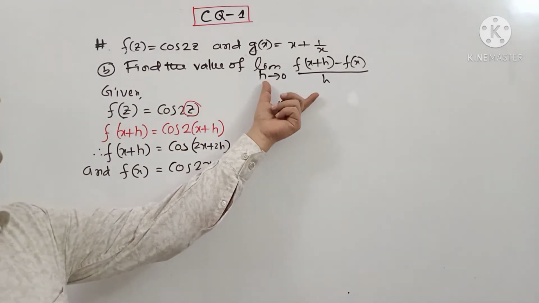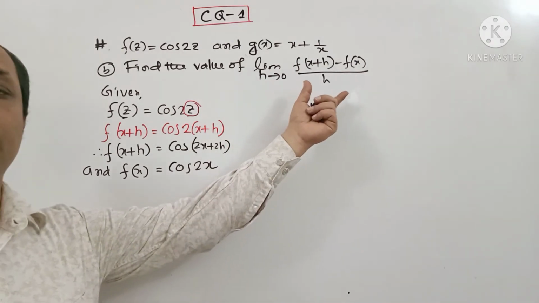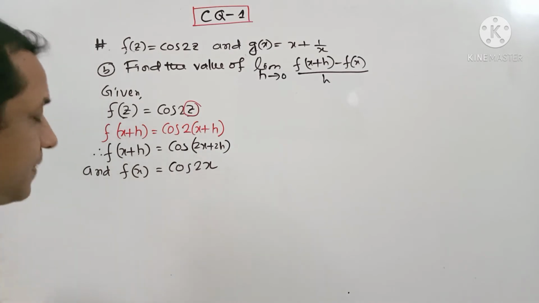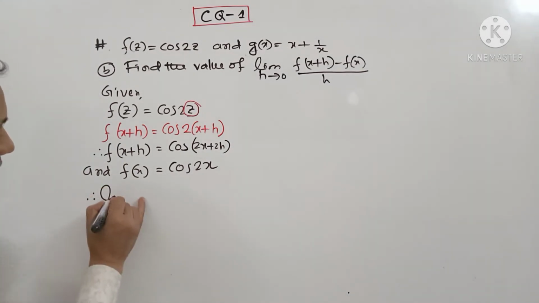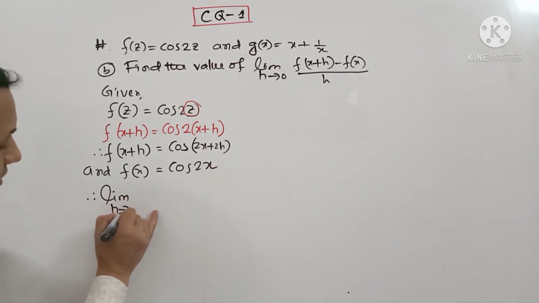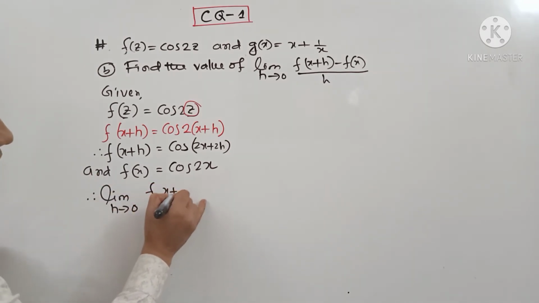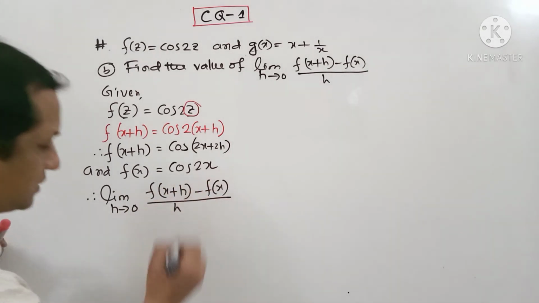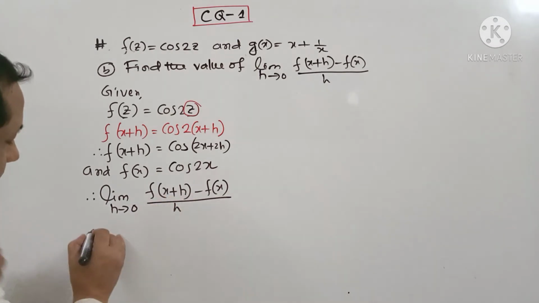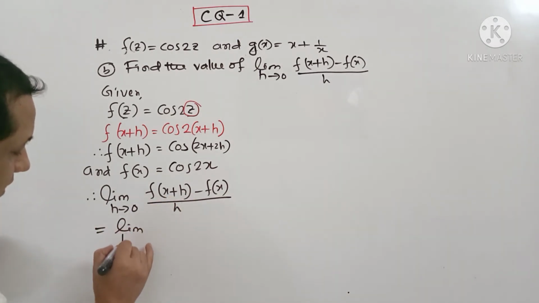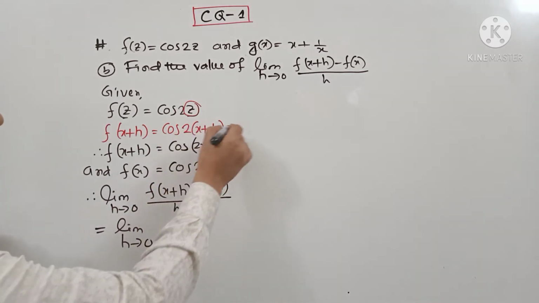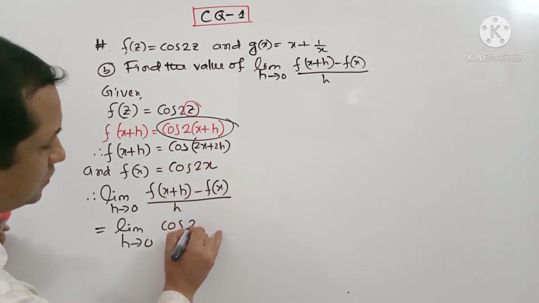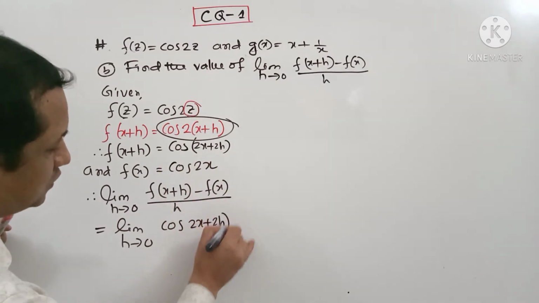Now find the value of limit h tends to 0 of f of x plus h minus f of x, by h. So students, given limit h tends to 0 of f of x plus h minus f of x, by h. Now putting the value of f of x plus h, which equals cos (2x plus 2h).